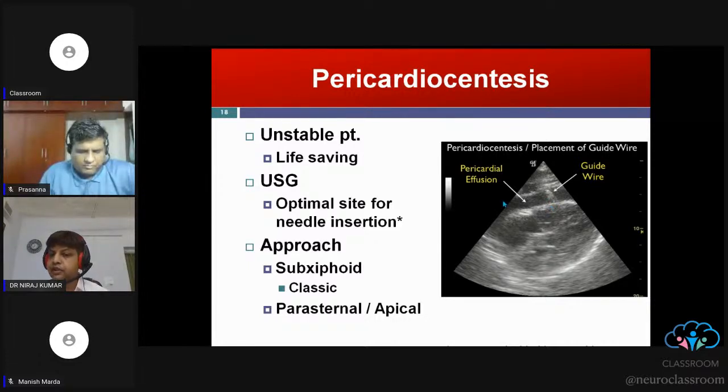For pericardiocentesis, you can use ultrasound to find the optimal site of needle insertion. The traditional approach is the subxiphoid approach for pericardiocentesis, but that is the classical approach. If you are using ultrasound for needle insertion, you may find the parasternal or apical view is also very useful for that. So we have a first video for this pericardial effusion.